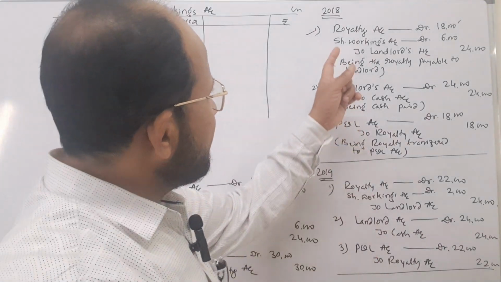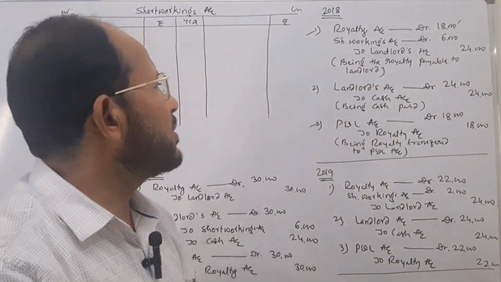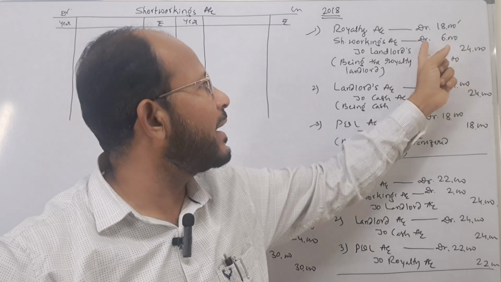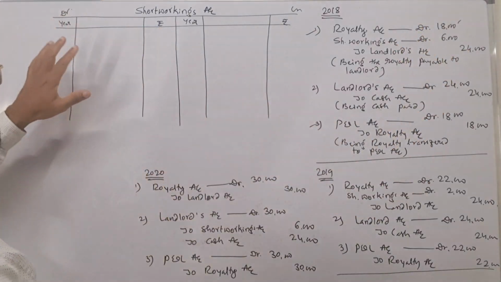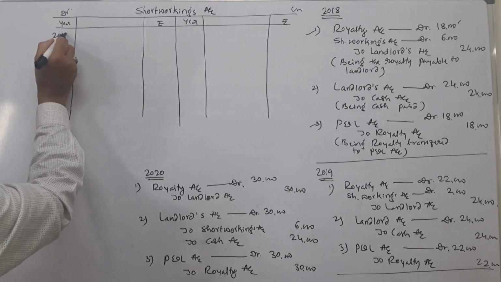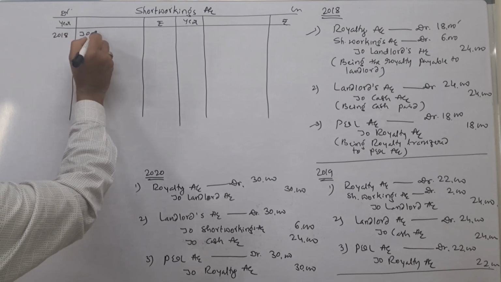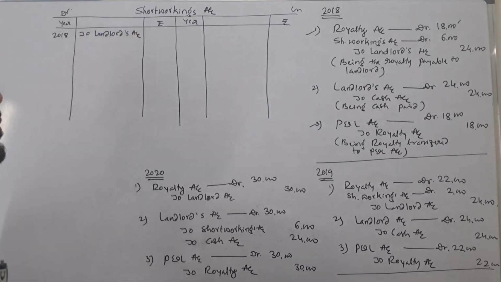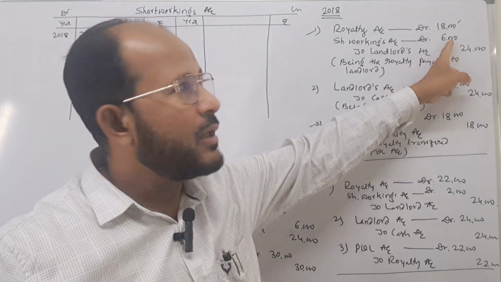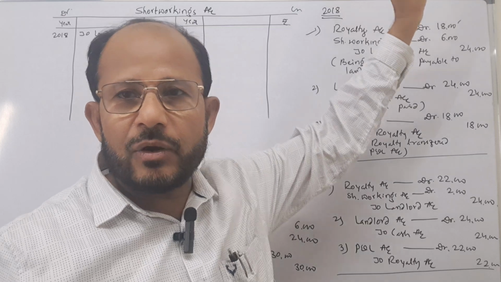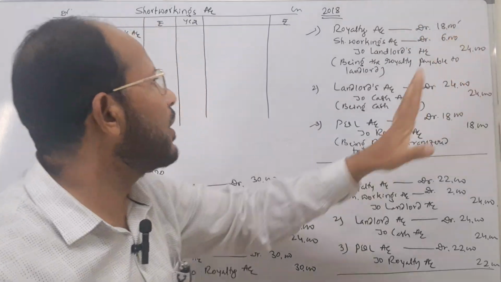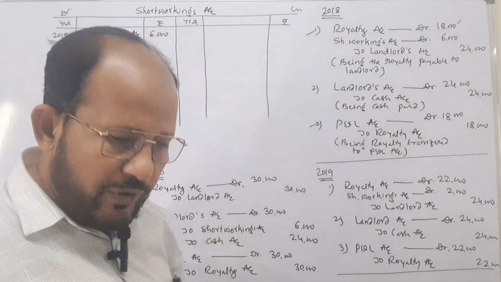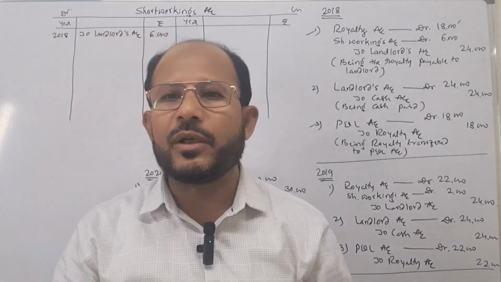Okay, in the first year there is a short working, you see. In the year 2018, short working account is debited with the amount of rupees how much? 6,000, and landlord's account is credited. That is why here on the debit side of short workings account, I am writing opposite account's name. Which is the opposite account here? Landlord. Landlord's account. What is the amount of short working? Only short working we have to show here, because already 18,000 has been shown in the royalty account. Now rupees 6,000 short working only we have to write here. To landlord's account, rupees how much? 6,000.